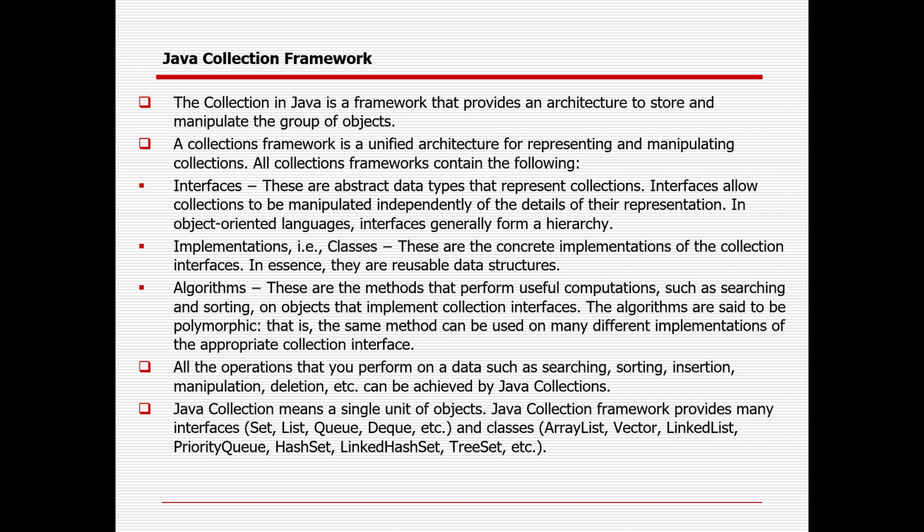So the three important things of the framework are interfaces, implementation classes, and algorithms. Interfaces are abstract data types which represent collections. Interfaces allow collections to be manipulated independently of the details of their representation. In object-oriented languages, interfaces generally form a hierarchy, whereas implementations are nothing but the classes. These are the concrete implementations of the collection interfaces. In essence, they are reusable data structures.